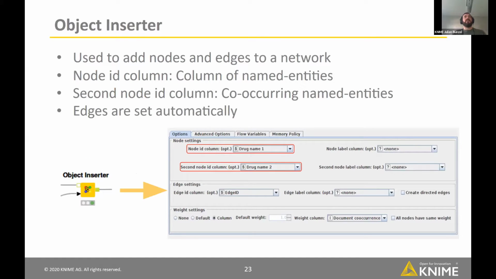So let's have a look at the node dialog of the object inserter node. As I've said, the node is used to add nodes and edges to a network. We have two important settings here. This is the node ID column and the second node ID column, where we just specify the column names of the term co-occurrence table that we got before. And when we add both of these columns, the edges between these nodes are set automatically.